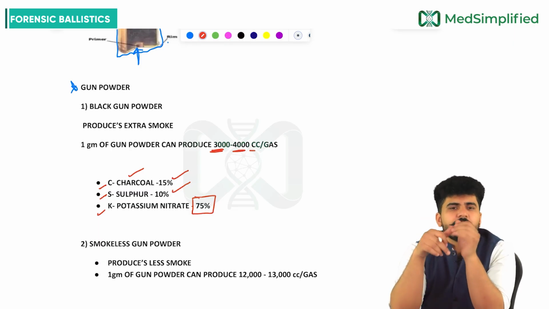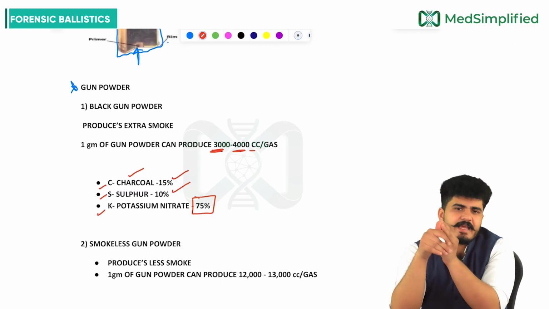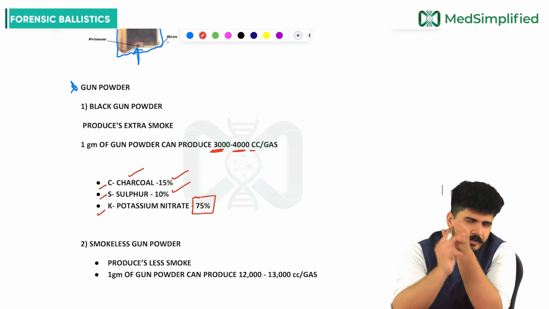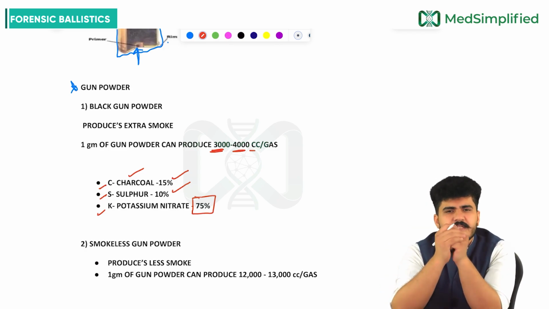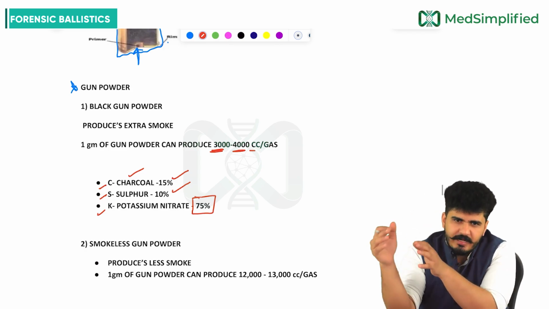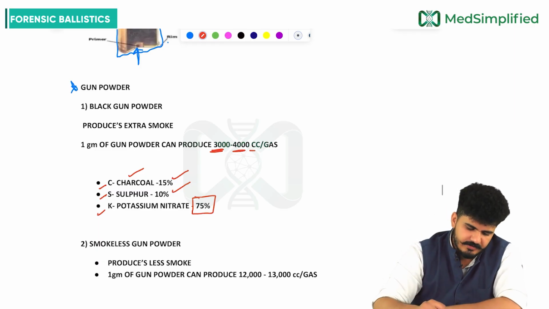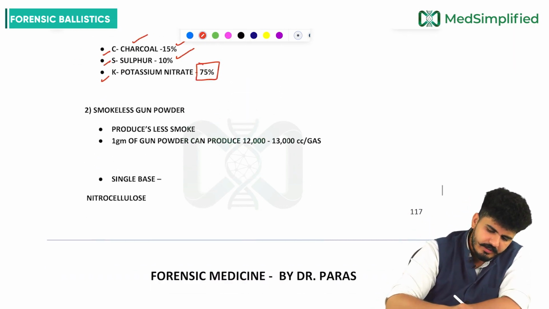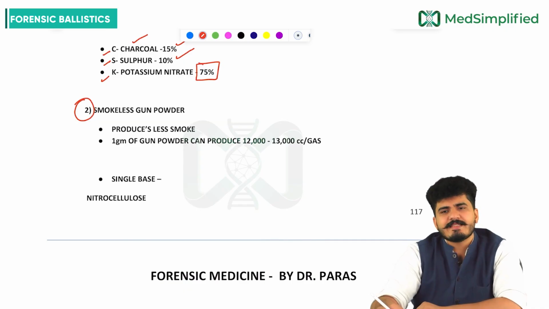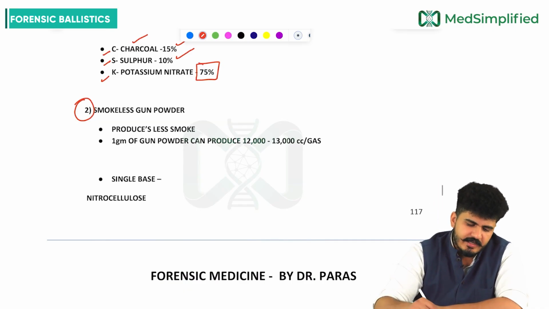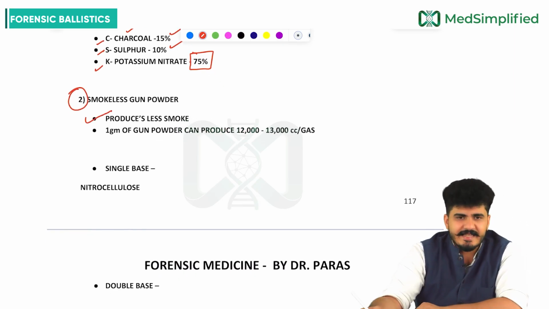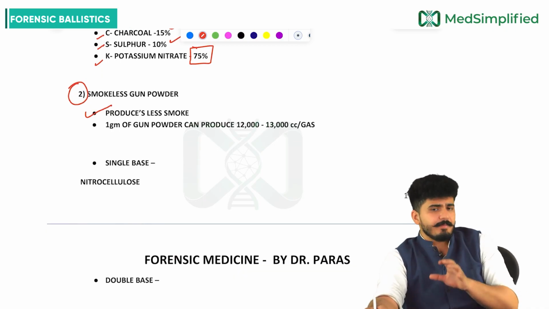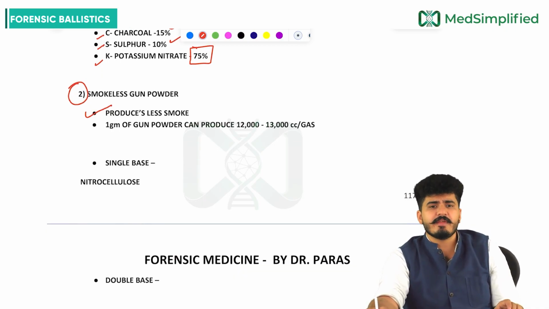And what is the mnemonic to remember? CSK. What is CSK? Charcoal, sulfur, potassium nitrate. Out of which charcoal is 15%, sulfur is 10%, potassium nitrate is 75%, my dear friends. Now the second type of gunpowder we have to study is smokeless gunpowder. Smokeless gunpowder produces less smoke. Smoke is there, but compared to the previous one, it is very, very less.